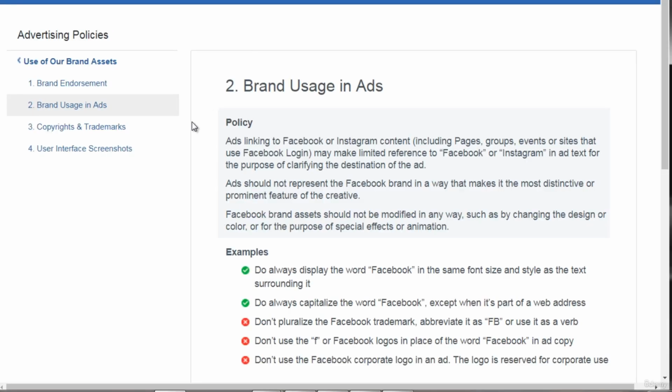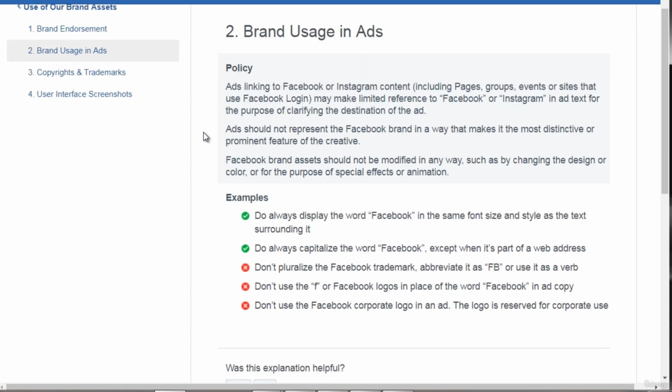Another thing is brand usage in ads. They don't like it when you use other people's brands. If it's your brand, that's okay. But if you use something like Coca-Cola's brand in your ads, that means it's going to be a legal lawsuit against them. And they don't want that. All right. So they don't want to deal with that.